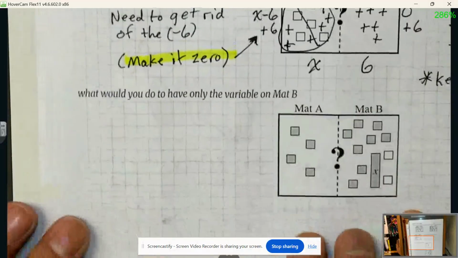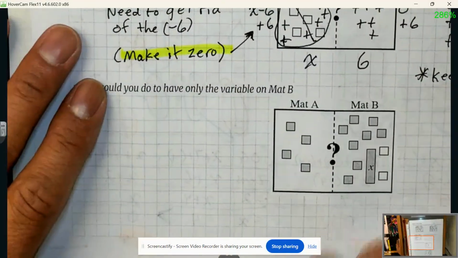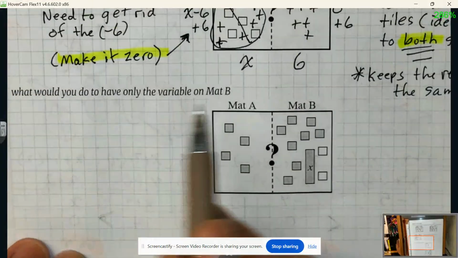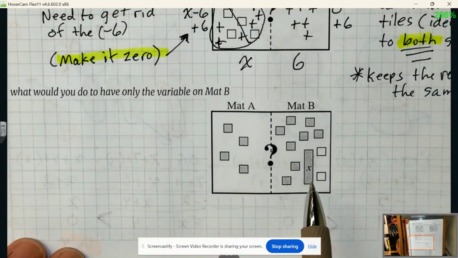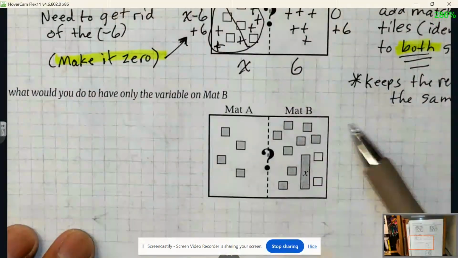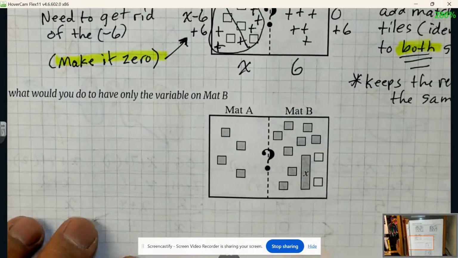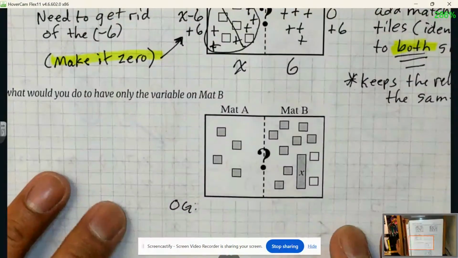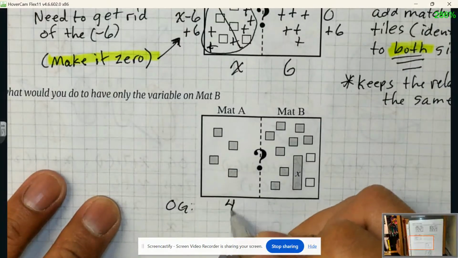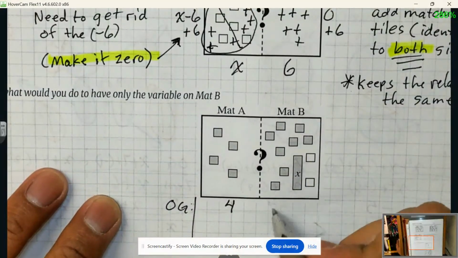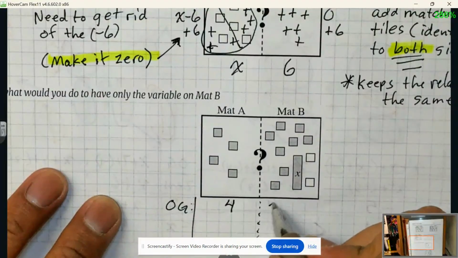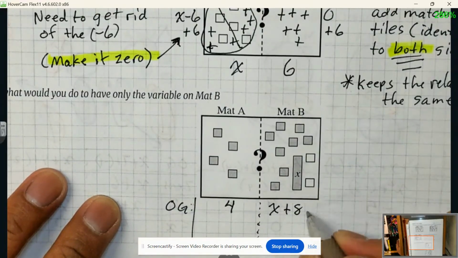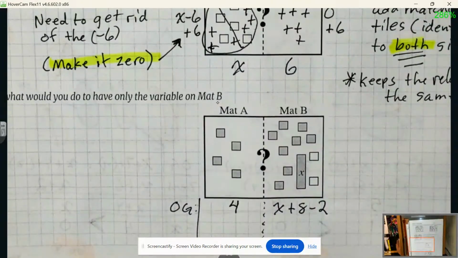All right, so let's go to this next problem. So our goal now is to get mat B to have the x only. Okay, so that means we're going to be getting rid of everything else. So let's start with our original. Okay, so we're starting with 4 on mat A, and then mat B we have x plus 8 plus negative 2, which we're now saying minus 2.